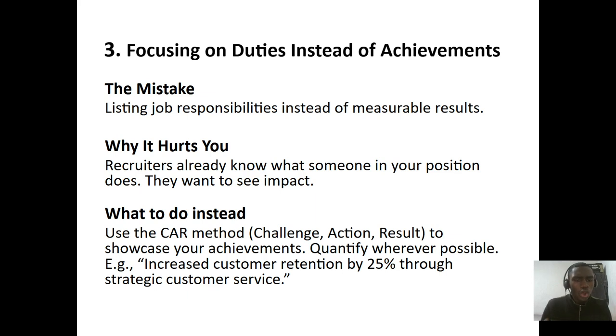So what should you do? You should use the CAR method. What is the CAR method? We have challenge, action, and result. So you put a particular challenge that you faced at your organization. This is the challenge that we were having: we were spending a lot of money in our organization, running our servers, running our activities.